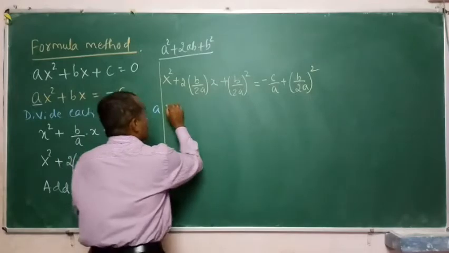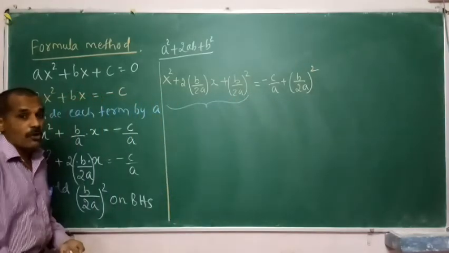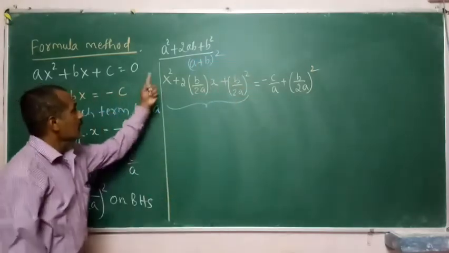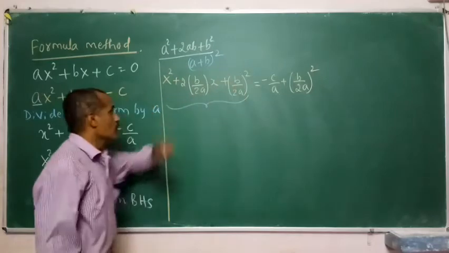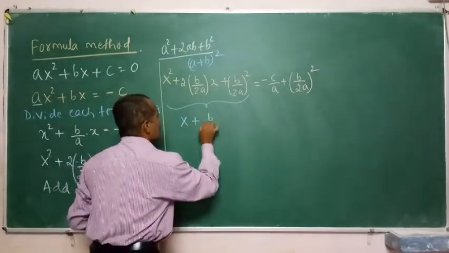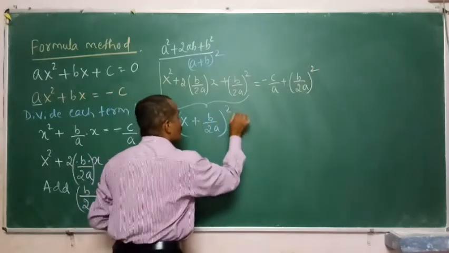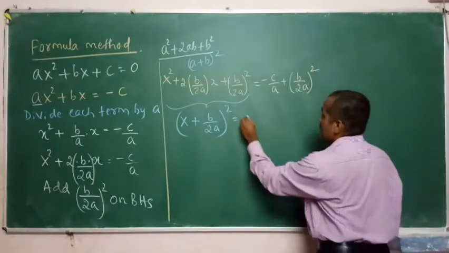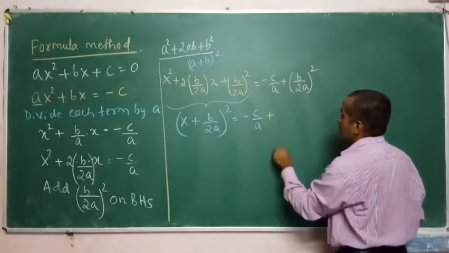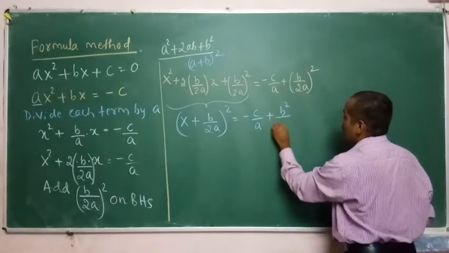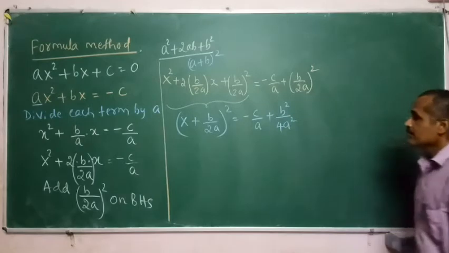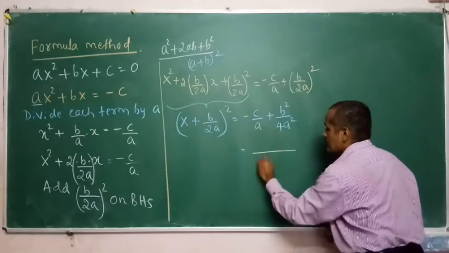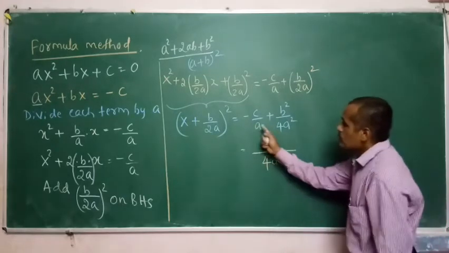Now my dear children, this is the expanded form of what? This is the expanded form of a plus b the whole square. That means x plus b by 2a the whole square is equal to, I will simplify the RHS. It is minus c by a plus b square by 4a square. I will take the LCM as 4a square. So, how much?